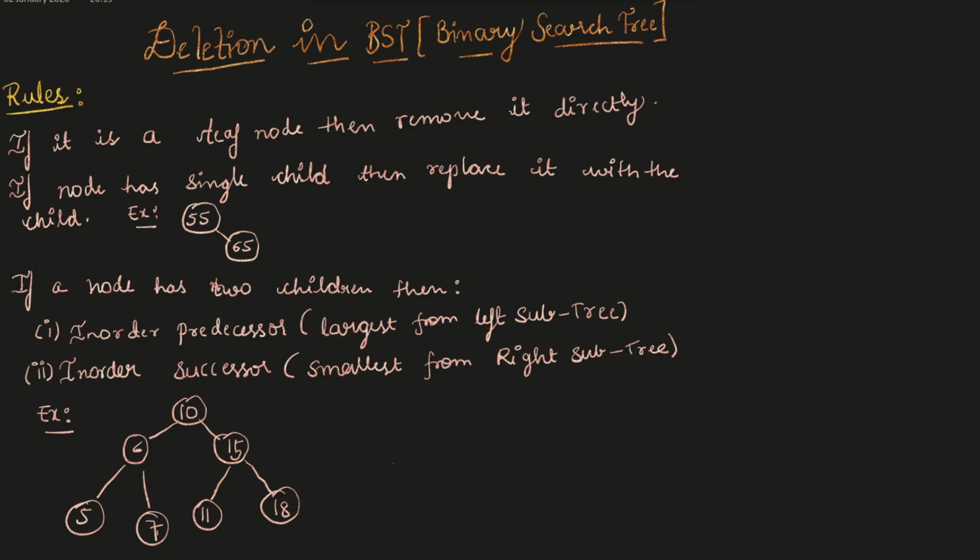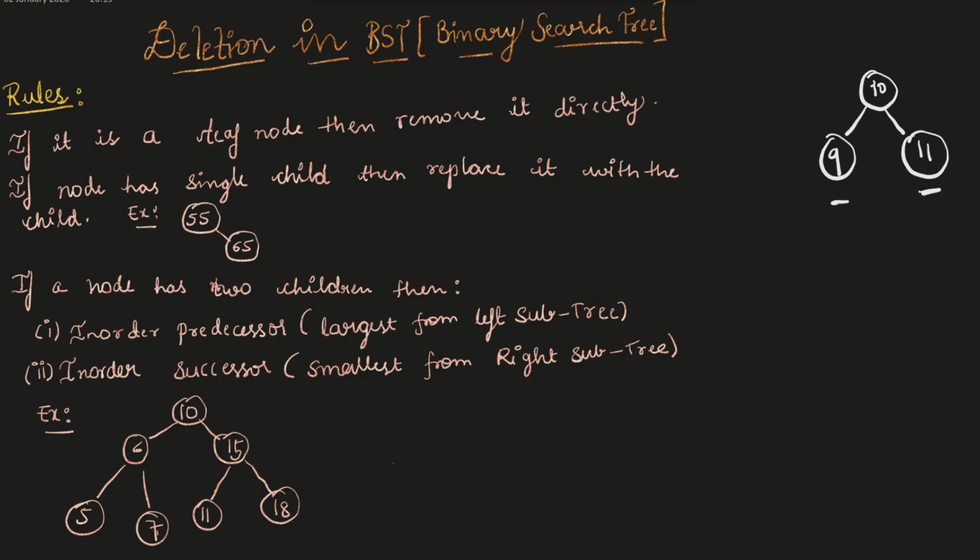Rule number 1 states that if it is a leaf node, then we need to remove it directly. What is meant by leaf node? Suppose we have 10, 9 and 11. In this, the leaf nodes are 11 and 9.